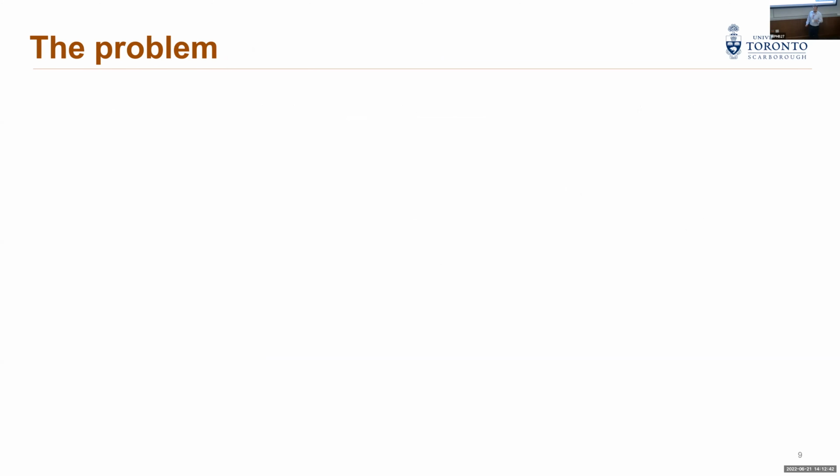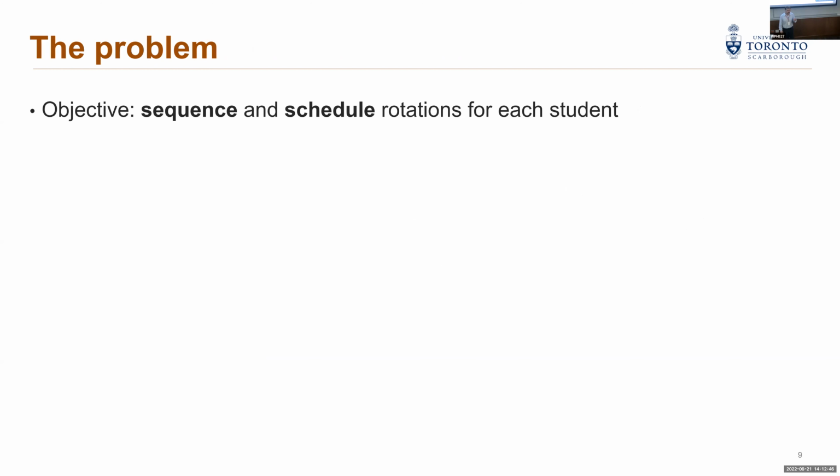The problem doesn't look so hard, right? Essentially, what you have here is you have to sequence and schedule the rotations for each one of the students. So how does the rotation look like? You're going to have a student here. Then the student is going to do, let's say, the first rotation, surgery, on January 22. You have to specify the dates as well.